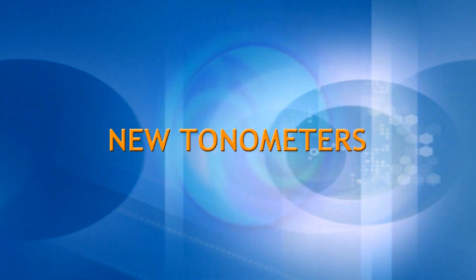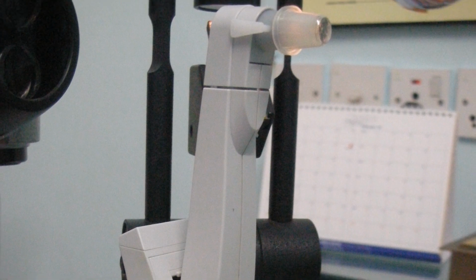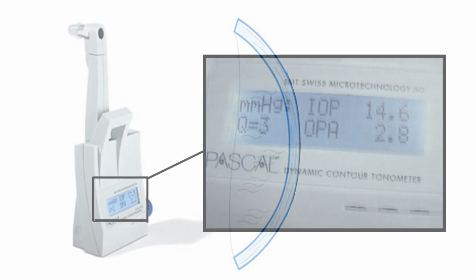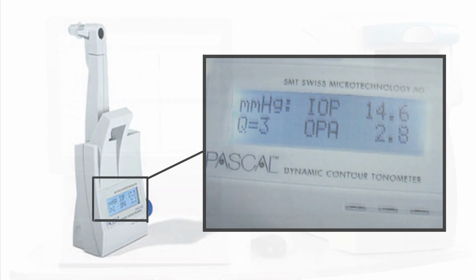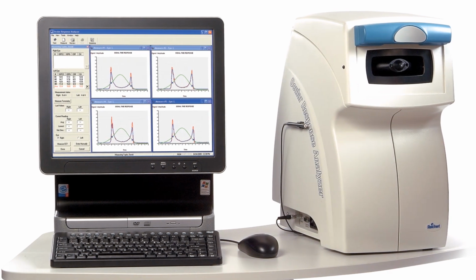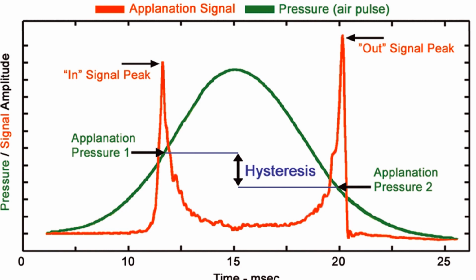Now, some recent introductions to tonometry. Pascal dynamic contour tonometer is based on the principle of contour matching. Here, eye is enclosed by a contoured, tight-fitting shell and it assumes that the force generated by IOP would act on the shell wall. A part of shell wall is replaced by pressure sensor to measure this force, which is translated into digitally displayed IOP.